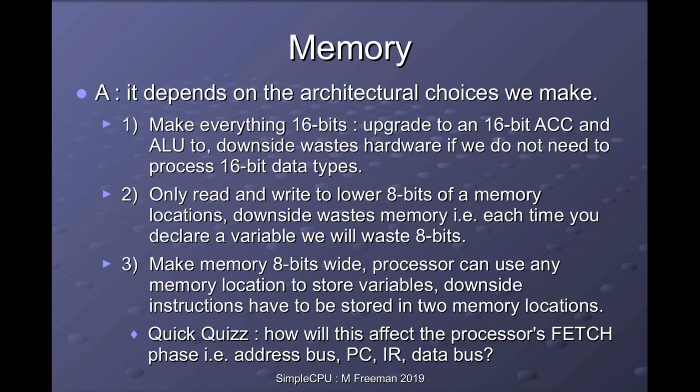Alternatively, you could make the memory 8 bits wide, so each memory location stores 8 bits rather than 16. That's fine for read and write, so we can read and write to each memory location. The downside is obviously the instructions are 16 bits, so an instruction now would have to be spread across 2 memory locations. So when you did a fetch, you'd actually have to read 2 memory locations. So you'd read the low byte and the high byte in 2 separate transactions, storing those into the instruction register to make your 16-bit instruction.